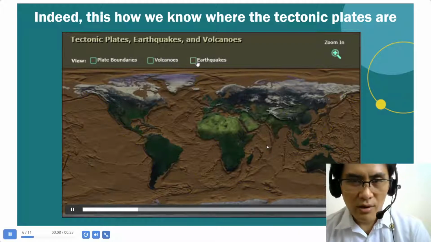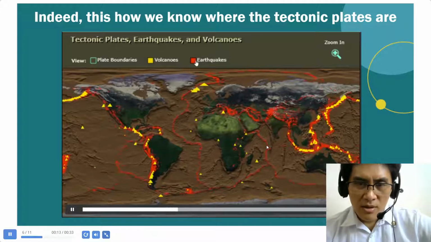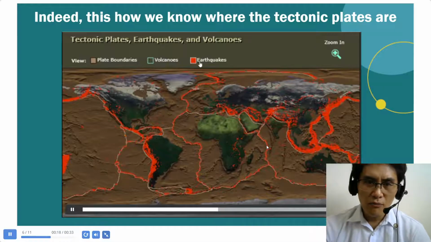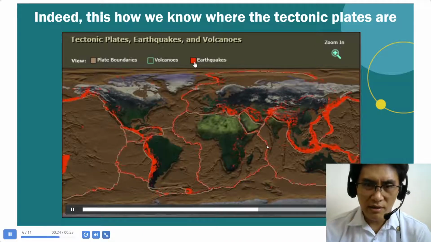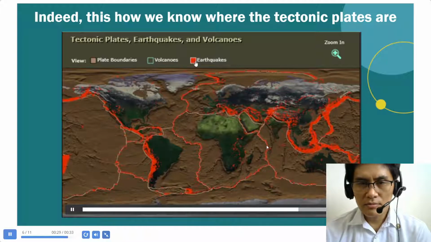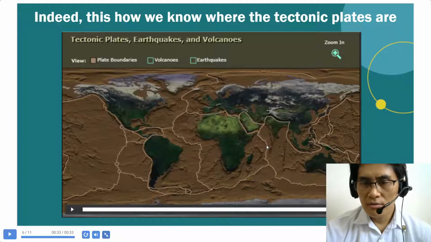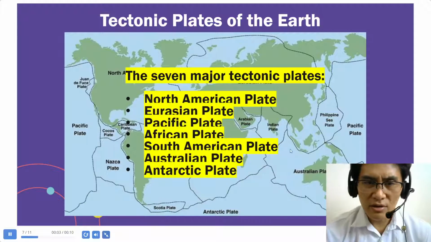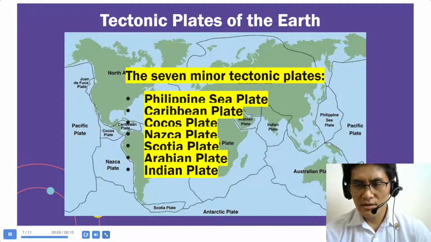Okay? Now, if we go to this activity, you can actually highlight where the volcanoes are. You can also highlight where the earthquakes are, and then you can superimpose both of them. And if you look at where the plate boundaries are, the volcanoes and earthquakes kind of make a layout of where the boundaries are. Okay? So that's one of our earlier findings of knowing where the boundaries are. If we go to the next slide, these are the major tectonic plates: North American plate, Eurasian plate. We have discussed that already, and also the minor plates.